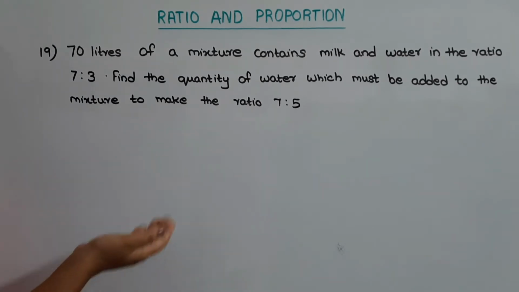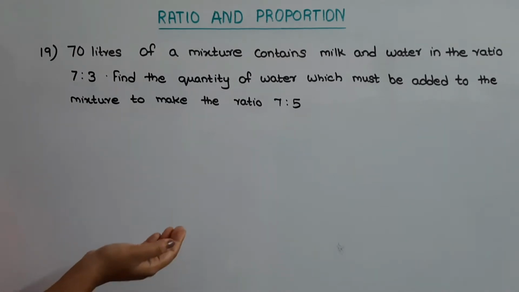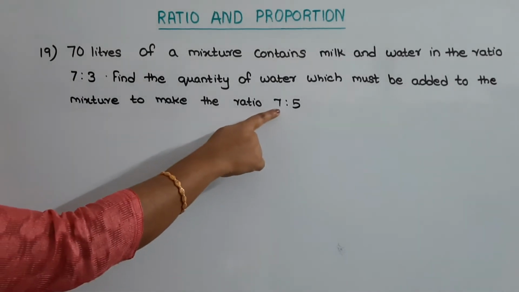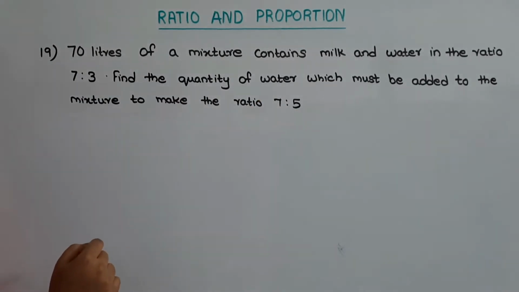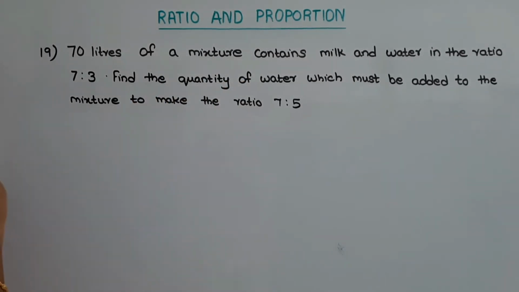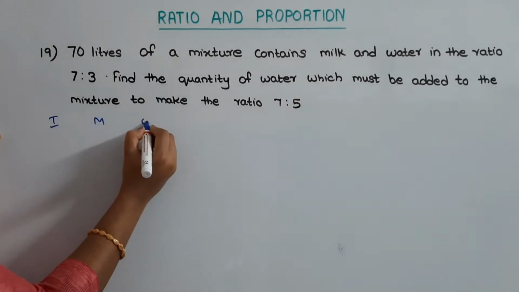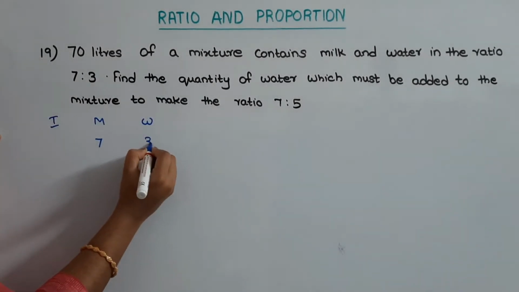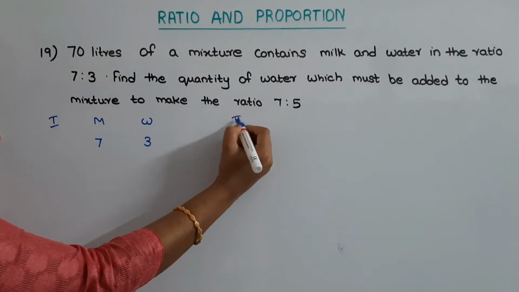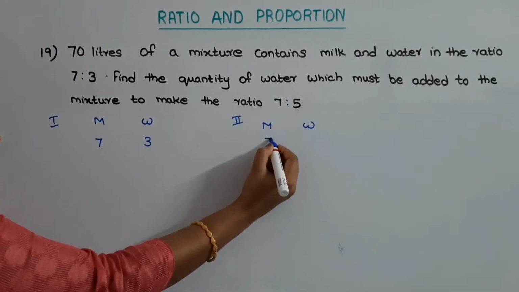Now they are telling that they have added some quantity of water to this mixture, because of which the ratio of the milk and water has become 7:5. So we need to find out the quantity of water that is added to the mixture. In the first case, the ratio of milk and water is given as 7:3. And after adding water, the ratio of milk and water is given as 7:5.